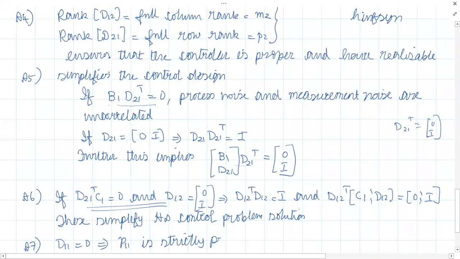No, see, if B1, D21 transpose is 0 and D21 is this thing, then this will be equal to I. Identity only, right? So I have written it in a matrix form only, basically here. B1, D21 transpose correspond to 0 and D21 transpose correspond to I. Sorry, sir, please come again. I didn't understand. See, if this is the case, that means B1, D21 transpose equal to 0. Did I miss anything here? Let me check one moment.